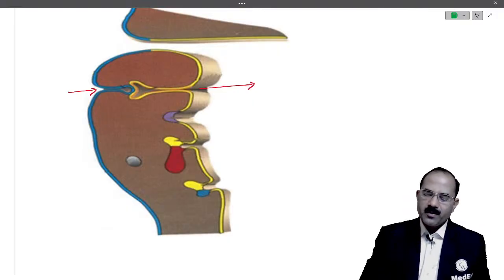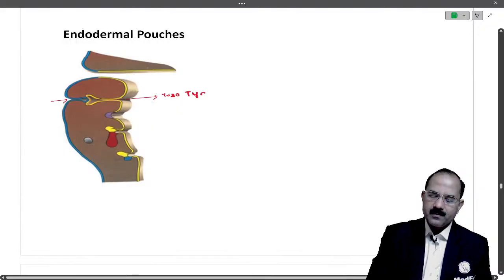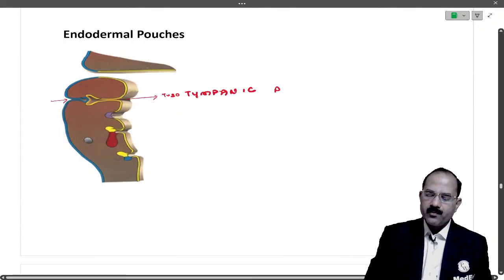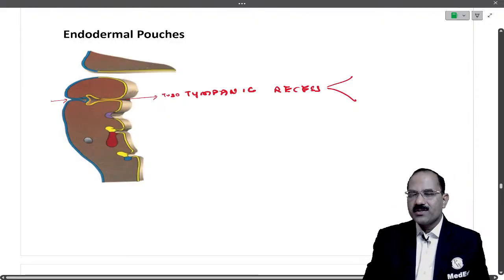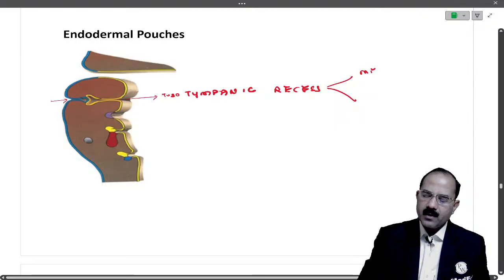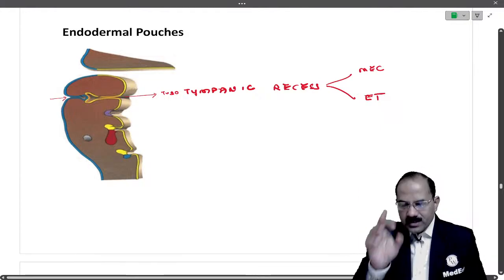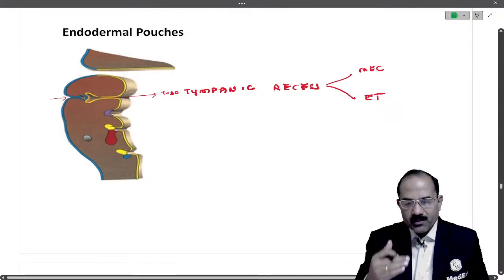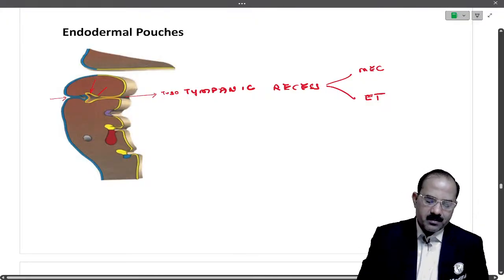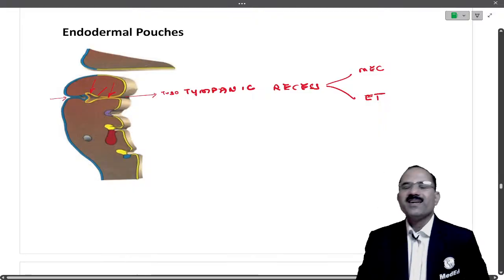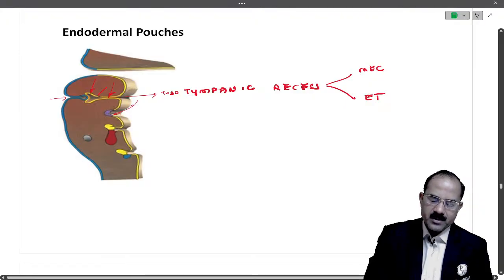The first endodermal pouch forms what is known as the tubotympanic recess. This tubotympanic recess forms two things: one is the middle ear cavity, and the second one is the eustachian tube. The first endodermal pouch divides into a dorsal and a ventral part. The dorsal part forms the tubotympanic recess. The ventral part of the first endodermal pouch joins with the second and forms the palatine tonsil.